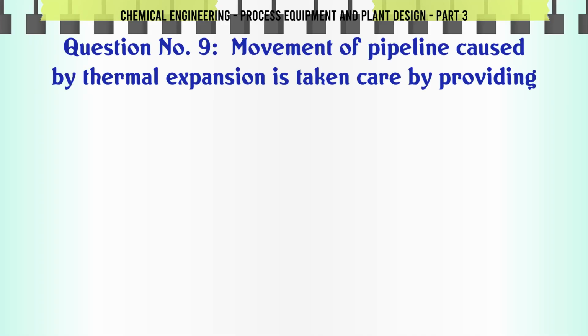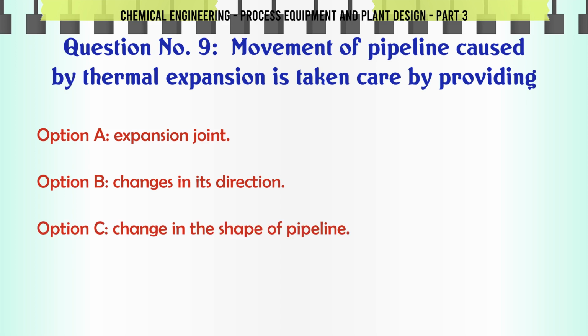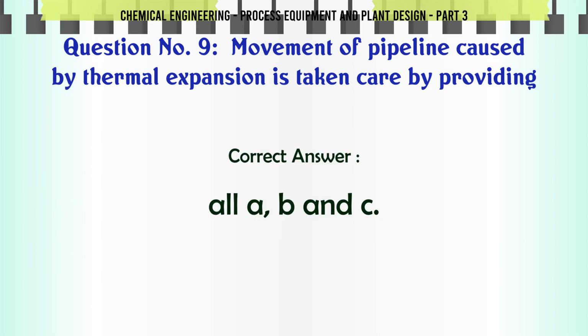Movement of pipeline caused by thermal expansion is taken care of by providing A. Expansion joint. B. Changes in its direction. C. Change in the shape of pipeline. D. All A, B, and C. The correct answer is all A, B, and C.